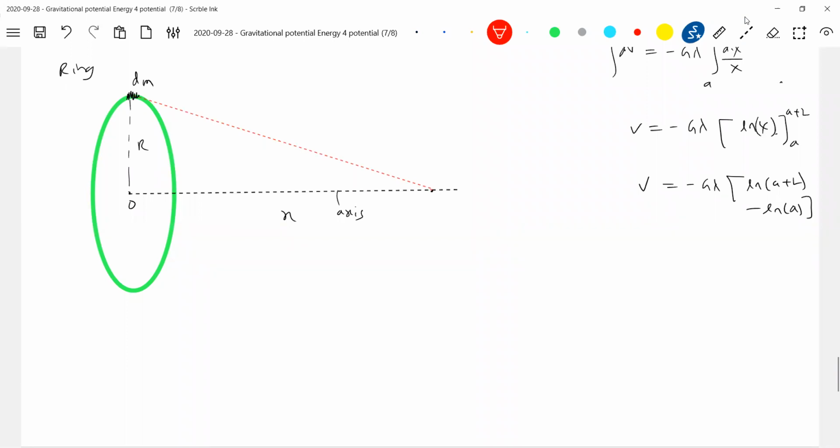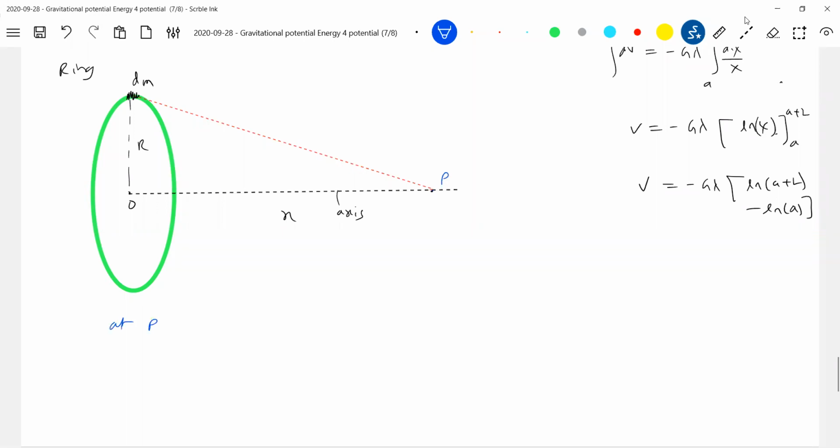And moreover, potential is what? It's a scalar quantity, no? So don't write dv here. Don't show dv like this. You should not show dv, because potential is a scalar quantity. So try to avoid this. Just at that particular point P, what is the potential?